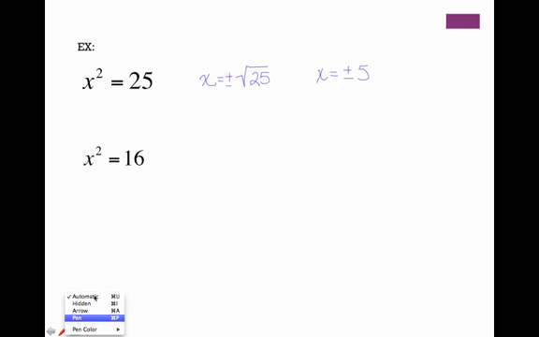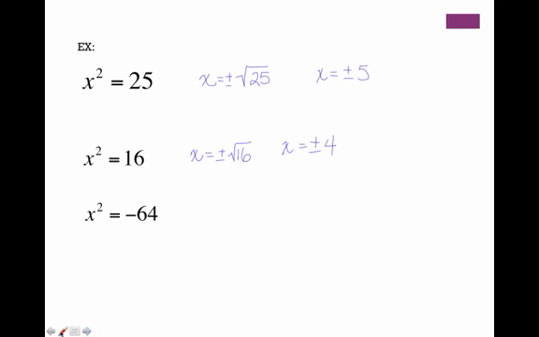Remember, the square root property tells me that if x squared equals 25, then x equals the square root, positive or negative, of 25. So I know that x equals positive or negative 5. Let's try another one. Square root property tells me that x equals the positive or negative square root of 16, therefore x equals plus or minus 4. Hopefully that made sense.